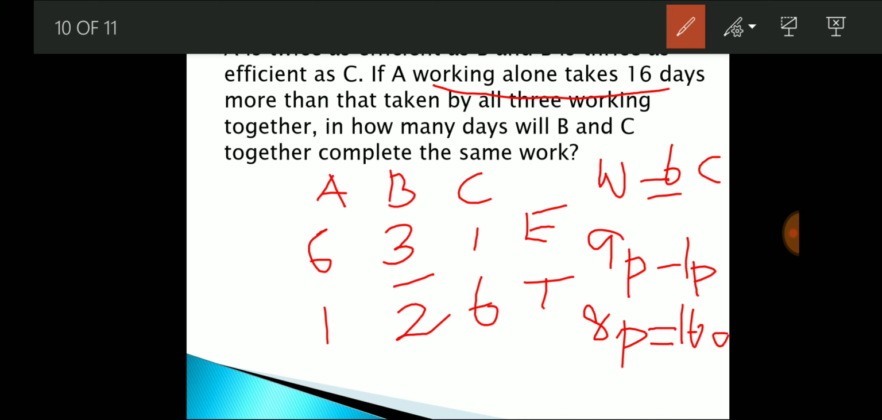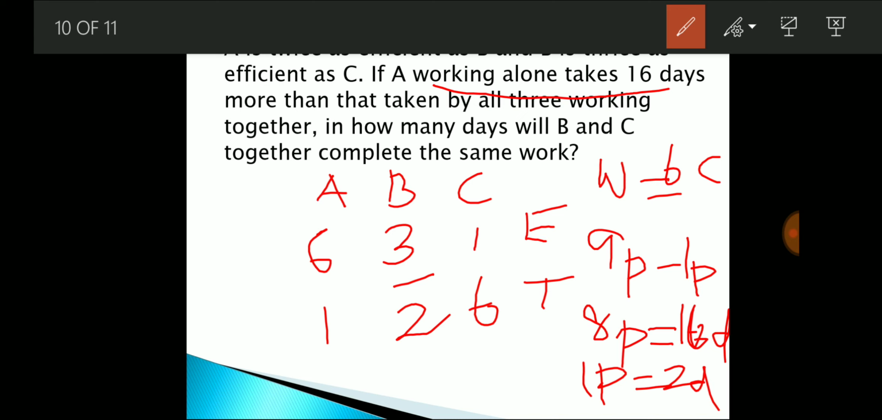All three working together, and we know by parts A takes 8 parts more, by days it's going to be 16 days. That is the case, then 1 part is equal to 2 days. So in how many days B and C will complete the work together is the question. If B and C work together, how many days will they take to finish the work?